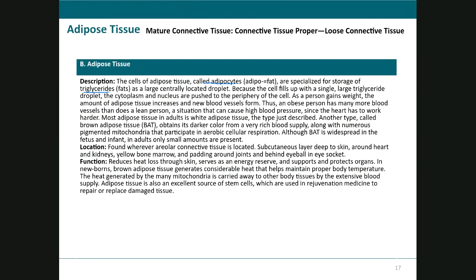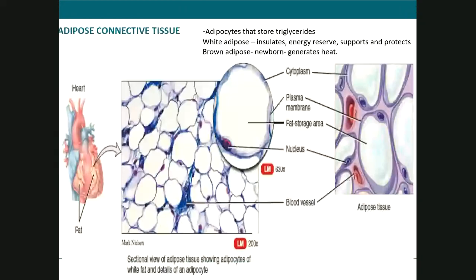And let's look at what this looks like. So this is an example of adipose connective tissue. You can see the fat storage, and you know it is adipose connective tissue because you can see the fat cell, and it's pushing the nucleus to the perimeter.